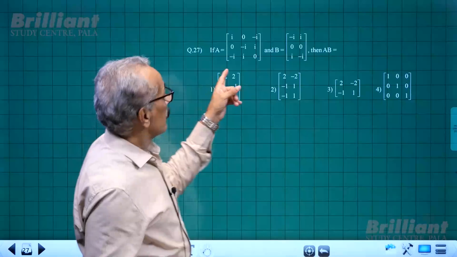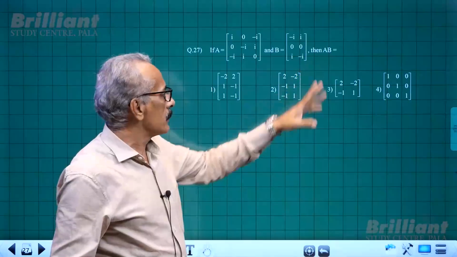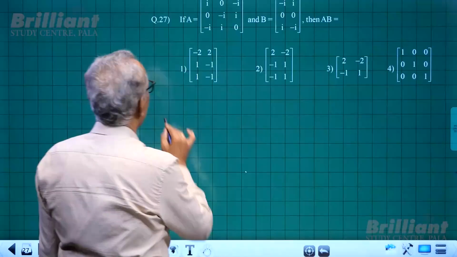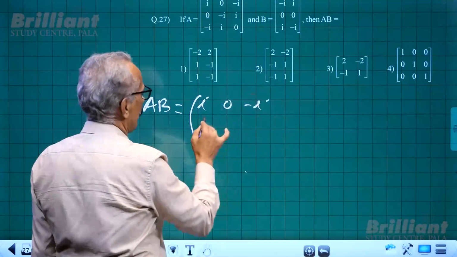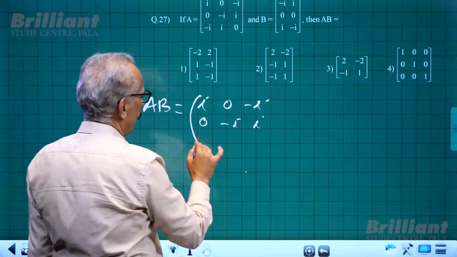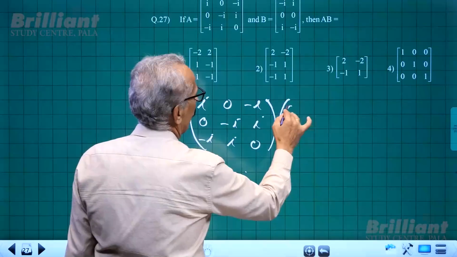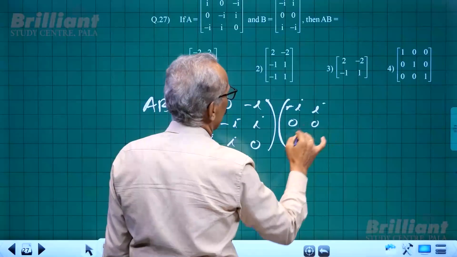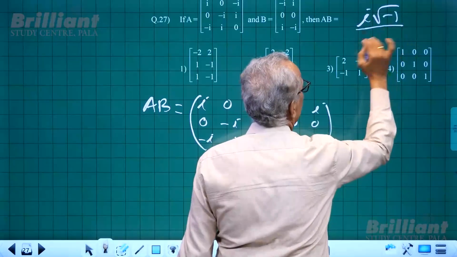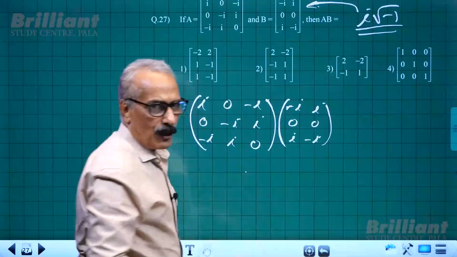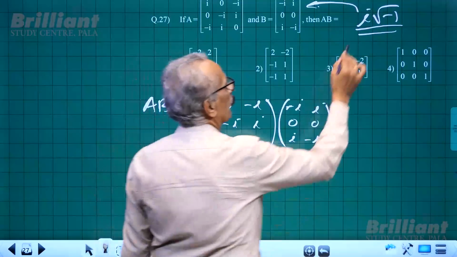So A is a matrix. This is a 3 by 3 matrix. B is a matrix, that is 3 by 2 matrix. Then AB, we calculate AB. A into B is equal to matrix [iota, 0, minus iota; 0, minus iota, iota; minus iota, iota, 0] into [minus iota, iota; 0, 0; iota, minus iota]. Definitely in this, iota is root of minus 1. That should be mentioned because it's a complex number. That should have been mentioned over here. Sorry. Okay, so iota is equal to root of minus 1.